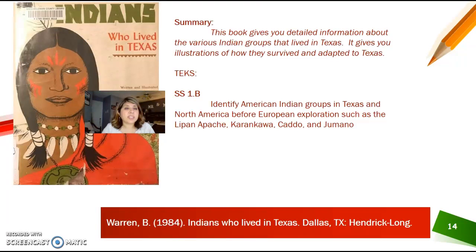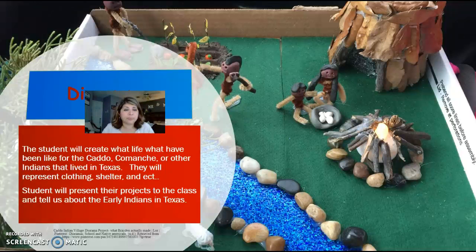The next book I chose was Indians Who Lived in Texas, and this is a really good summary of various tribes here in Texas. It gives great illustrations and details of how they might have lived here. I chose to focus on Social Studies TEKS 1.B for this one, and it is to identify American Indian groups in Texas and North America before European exploration, such as the Lipan Apache, Caddo, and Jumano.